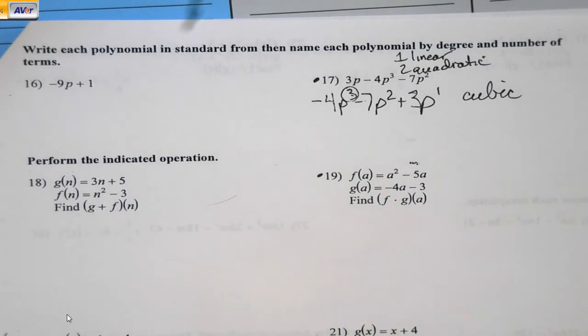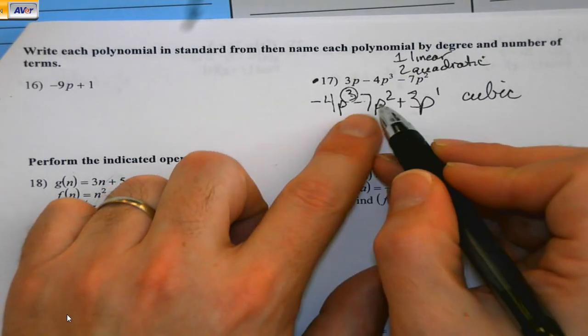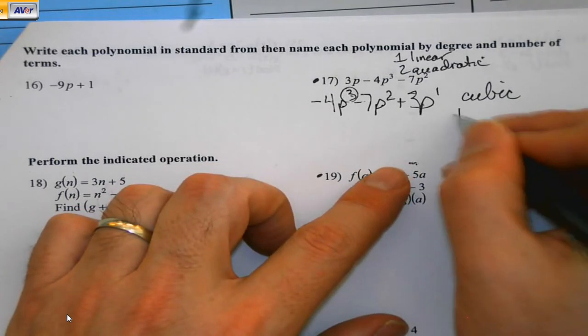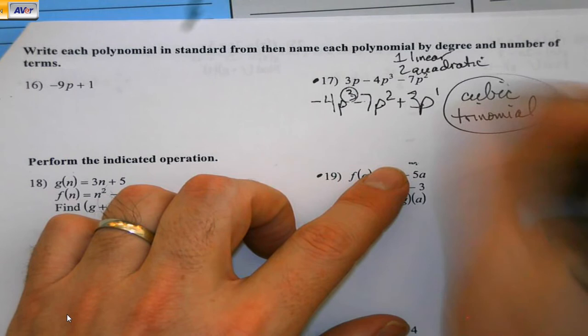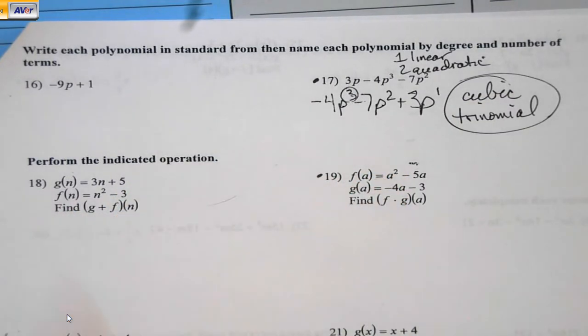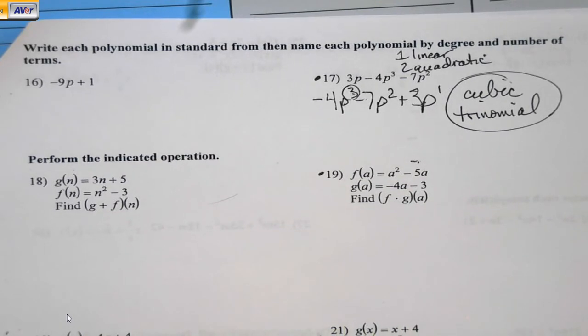Then the number of terms. 1, 2, 3 terms is a trinomial. 2 terms is a binomial, like a bicycle. 1 term is a monomial, mono meaning 1. And that's what we're looking for there. Nothing to calculate, just got to reorder some things, maybe.